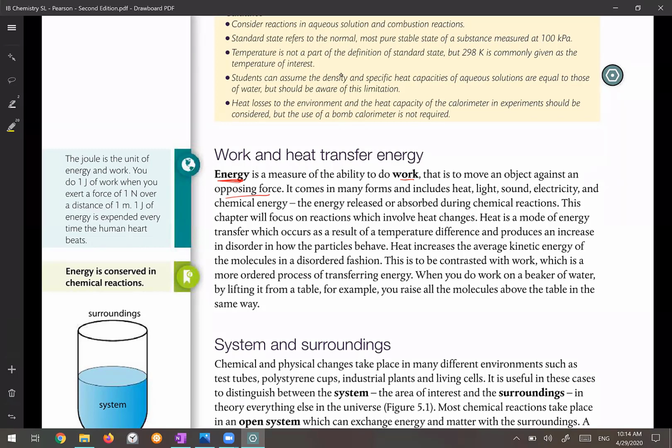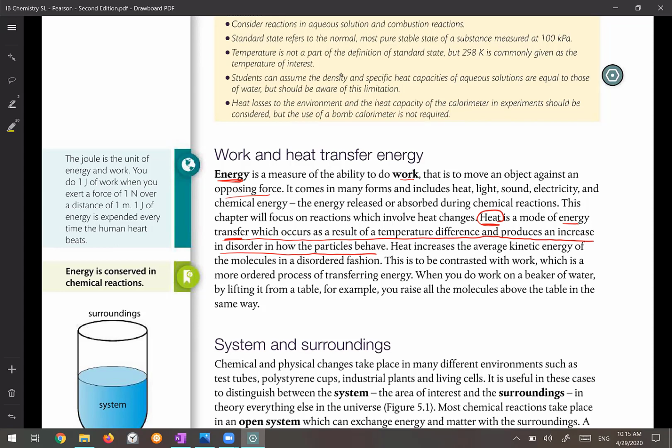The energy that we want to discuss in the chemical reactions is heat energy. The heat is a mode of energy transfer which occurs as a result of a temperature difference and produces an increase in disorder of how particles behave. So the heat means energy transfer. The heat is not a form of energy. We have thermal energy, which is the form of energy, but the heat is the transfer of the energy.